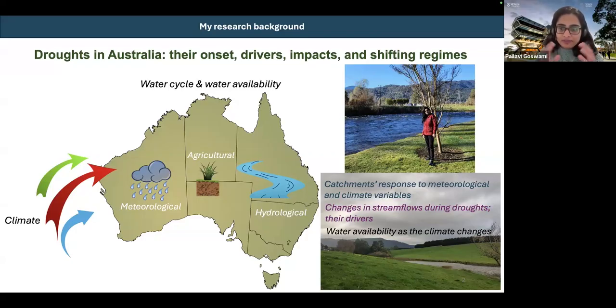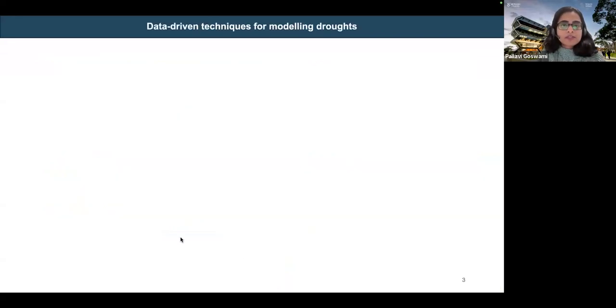But what I'll try to present in this talk today is just a handful of techniques which I've used in my previous research to give a glimpse of how statistical models and, broadly speaking, data-driven models can help answer some of the research questions in the realm of droughts. So the way I have structured this talk, I've divided it into three segments.